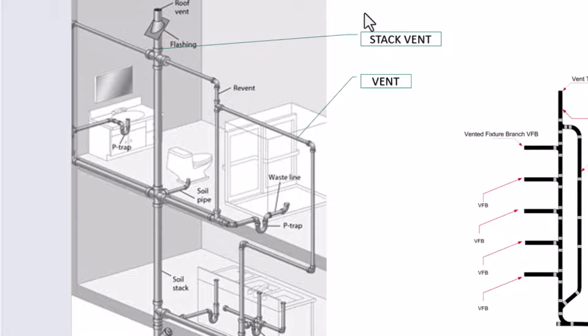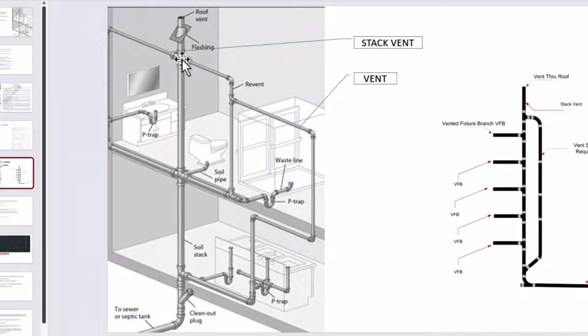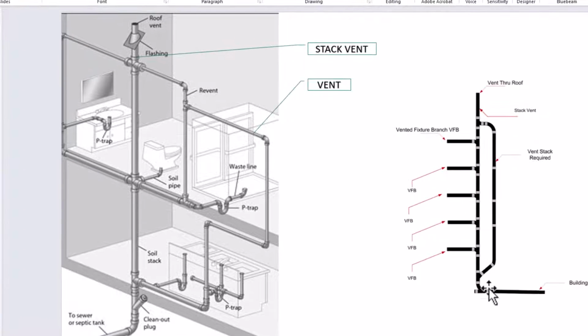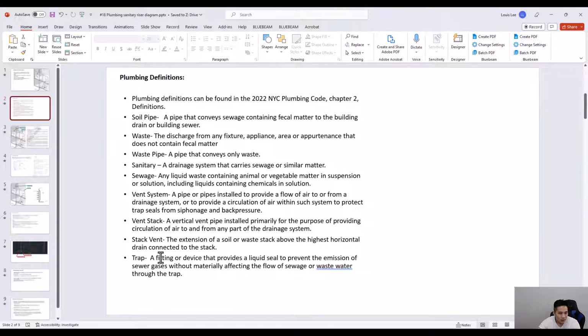Whereas a stack vent here is actually just an extension of the waste stack here. So it's just this small piece here, to which all the vents are connected, such as on this floor as well as the floor below. And a vent stack, not a stack vent, is one that has a separate riser that connects from the bottom and then attaches to the top of the waste piping. So that's the difference between a vent stack and a stack vent.